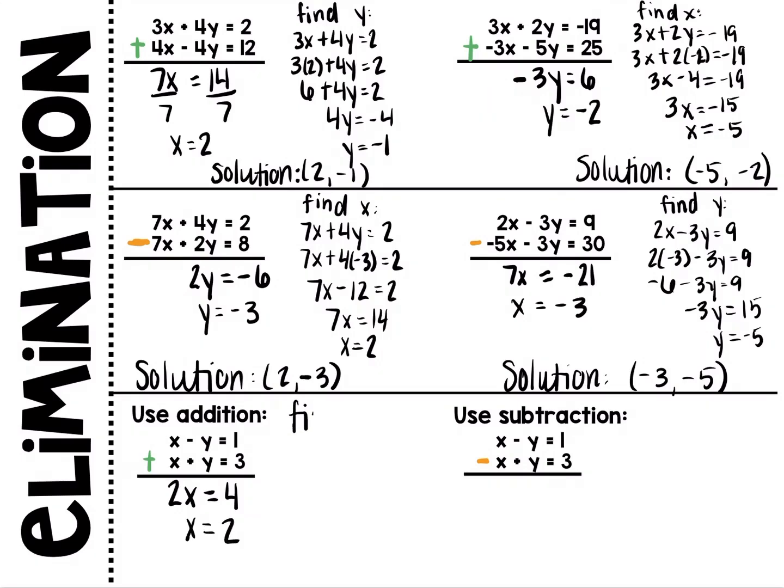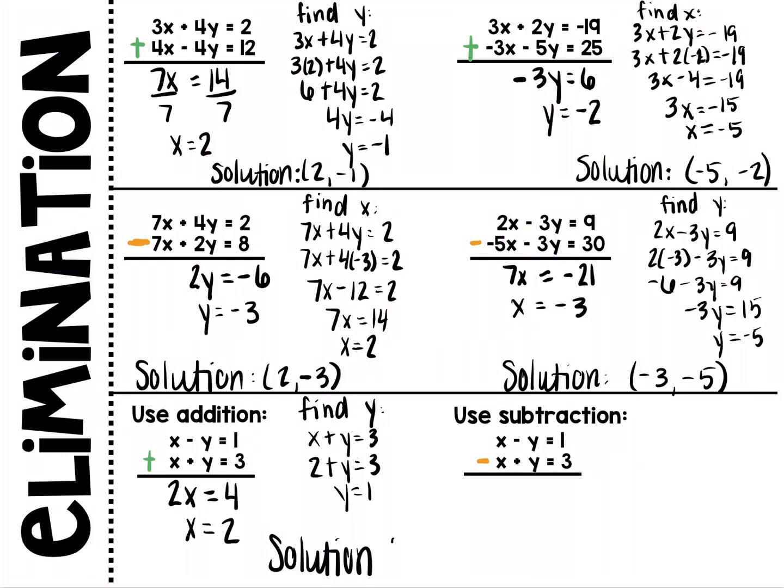So then I need to find y. So I have x plus y equals 3. So 2 plus y equals 3. So y is equal to 1. So my solution is 2, 1. Now, you should end up with the exact same solution the other way, okay? Because it's the same system, so you should end up with the same solution. We're just solving it a different way. One we're using addition, one we're using subtraction.